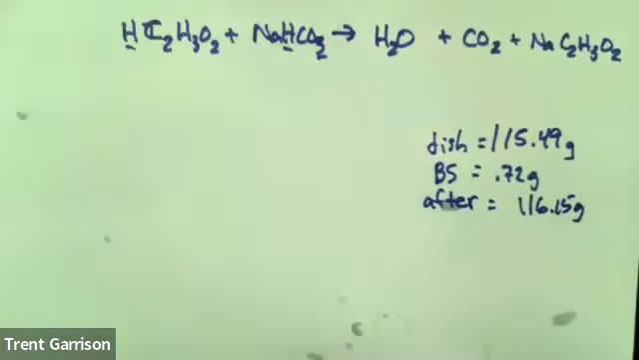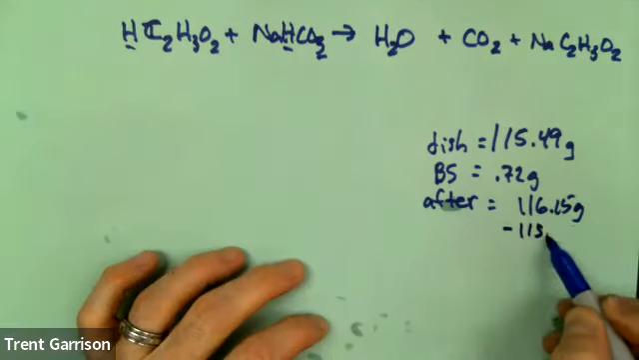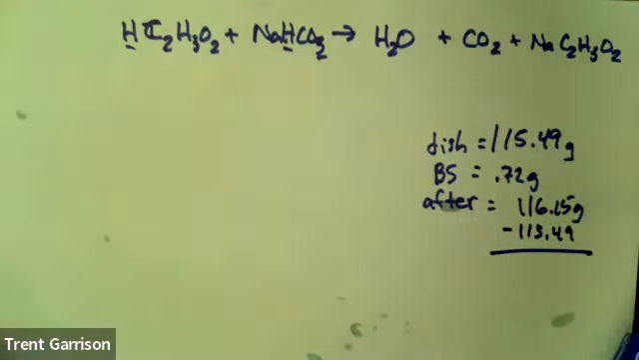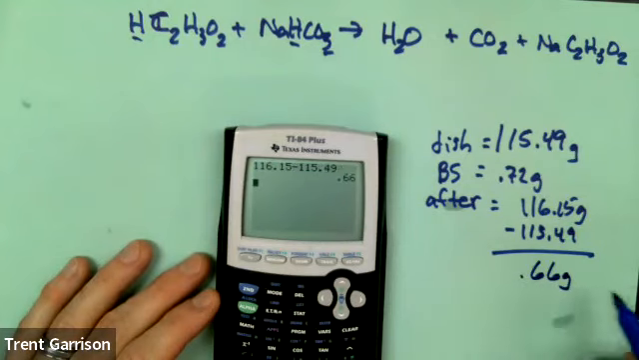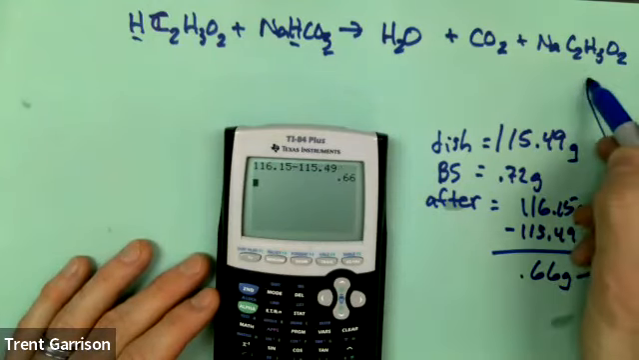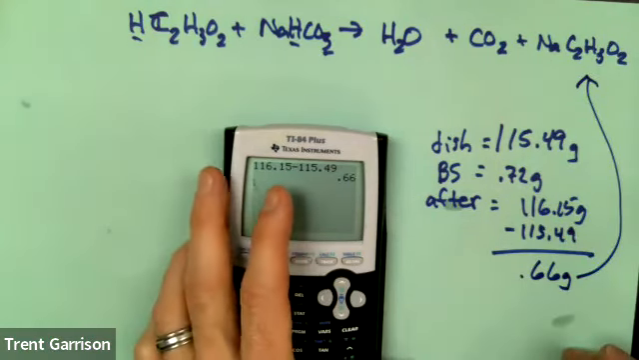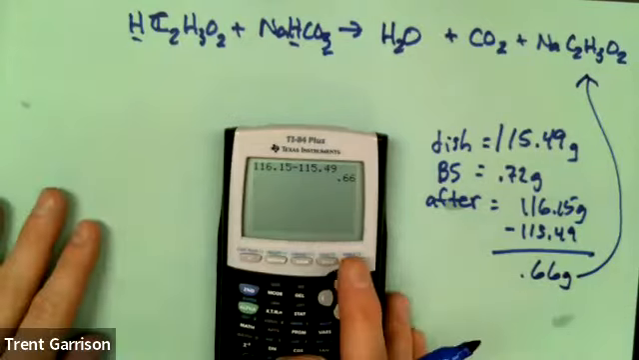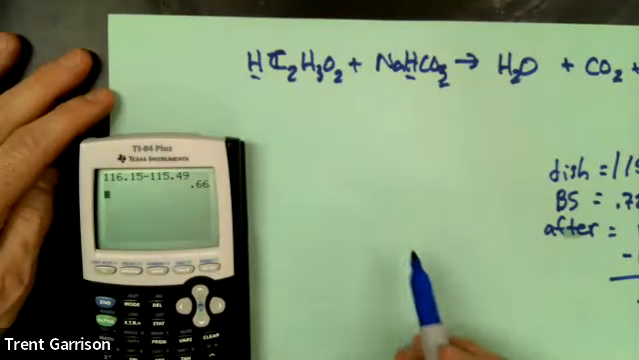So I've got my original, so I need to subtract it from my after weight. All right, so I've got 116.15 minus 115.49. I get 0.66 grams. What is that? That's that material there. That's how much of that material I got. So let's do the math. Let's do the stoichiometry and see how much I should have produced versus how much I actually produced.